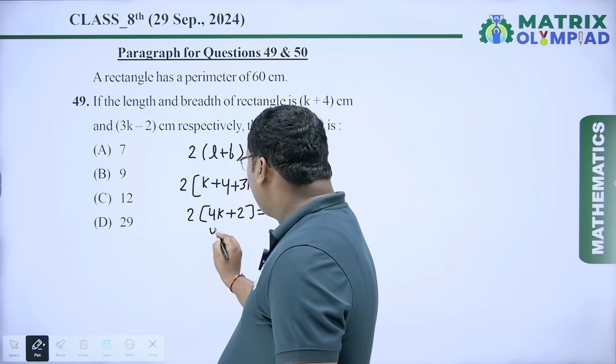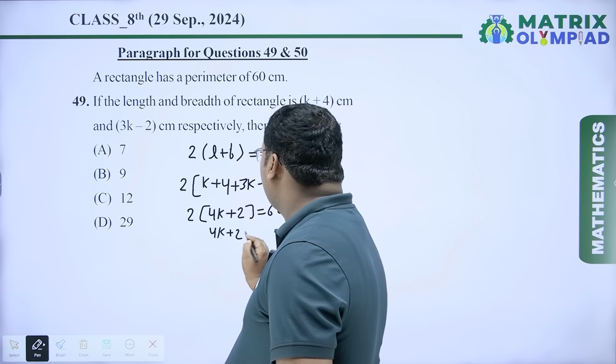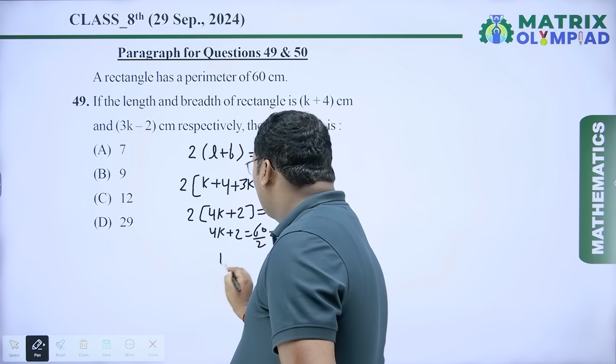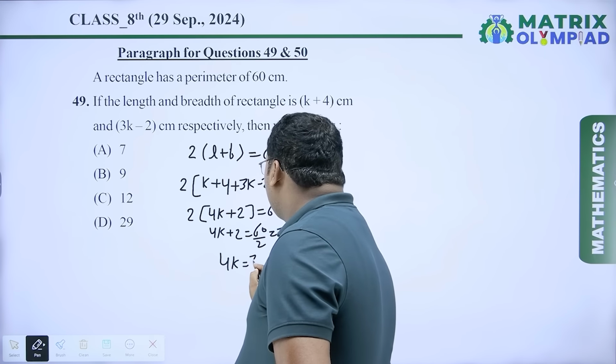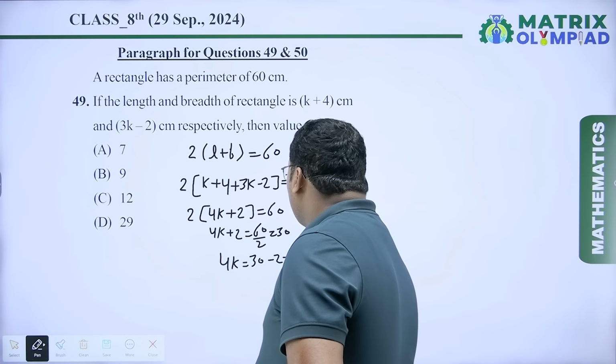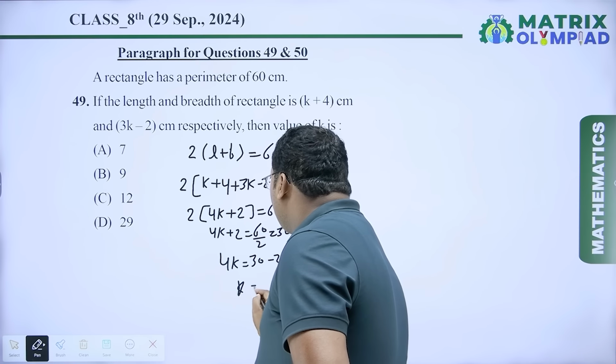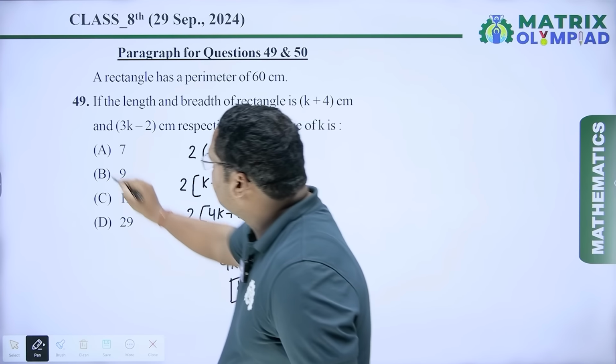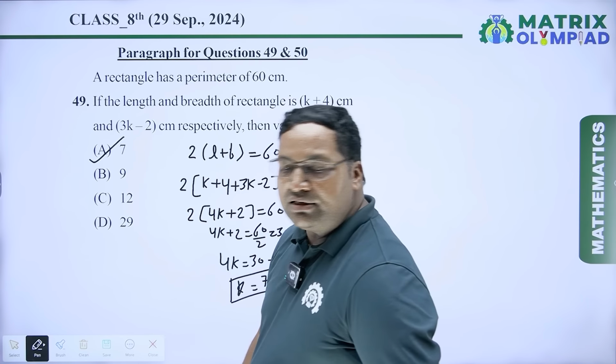Now 4K plus 2 is 60 divided by 2, which is equal to 30. So 4K is equal to 30 minus 2, is equal to 28. So K equal to 7. So we will get the value of K, that is equal to 7. So option number A is correct.